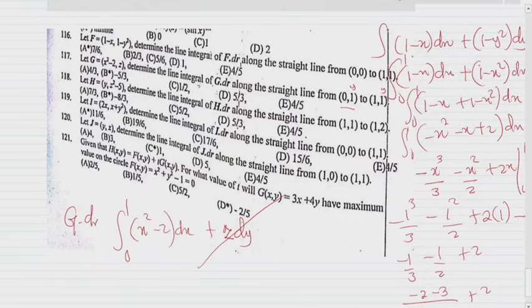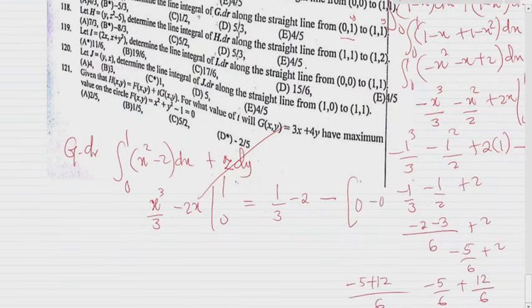So you integrate this. You get x cubed over 3 minus 2x from 0 to 1, and that will be 1 over 3 minus 2 times 1. That's minus 2. And putting 0, everything will be 0. So here you have 1 over 3 minus 2, which in terms of 3 will be 6 over 3. So you have minus 5 over 3 for your answer.